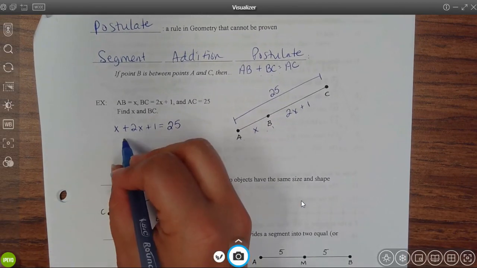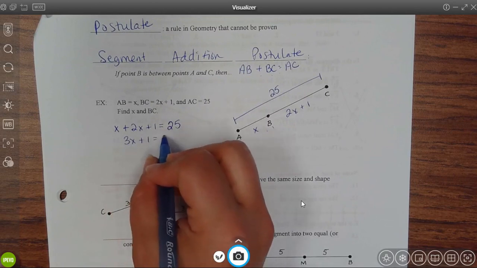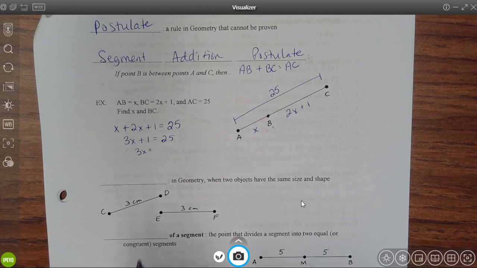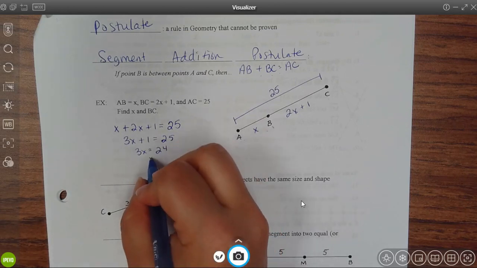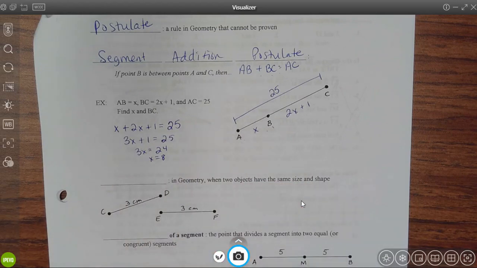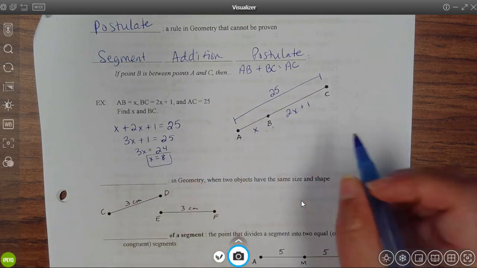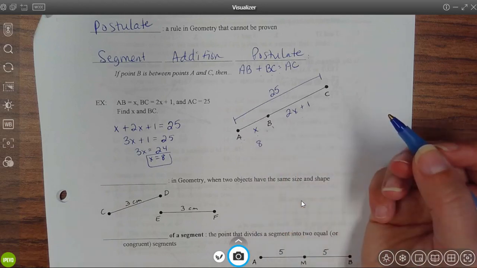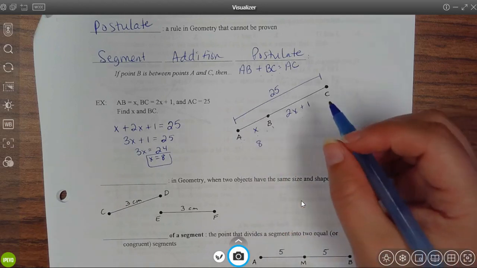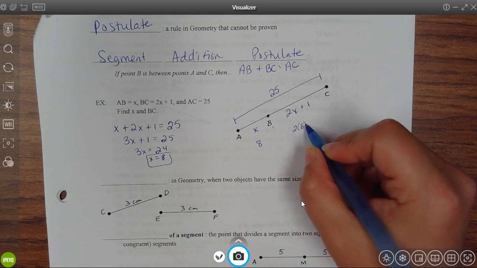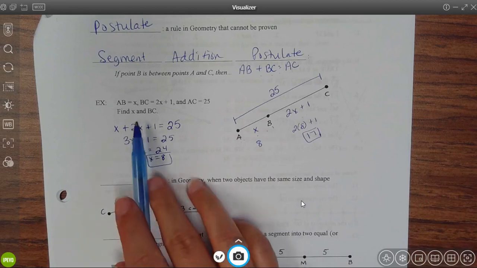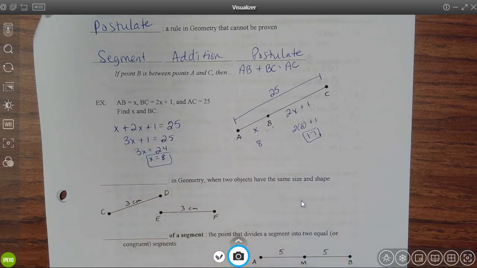We can combine our like terms to get 3x plus 1 equals 25. And using our rules for simplifying, we can subtract 1 and divide by 3 to get x equals 8. We plug that back in for x and 2x plus 1, that means AB here would be 8, and BC would be 2 times 8 plus 1, which would be 17. So x equals 8, BC equals 17.